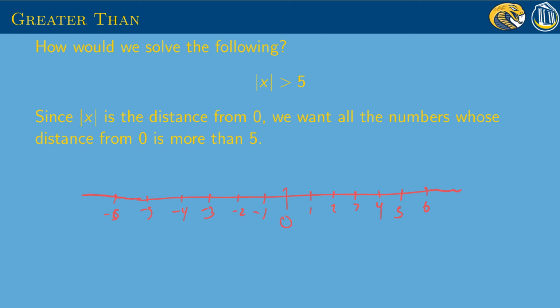However, numbers bigger than 5, like 6 or 7 or 8, their distance from 0 is quite large. And numbers smaller than -5, their distance from 0 is also quite large. In both cases, greater than 5. And that means we could write this as two different inequalities. x is less than -5, or x is greater than +5.